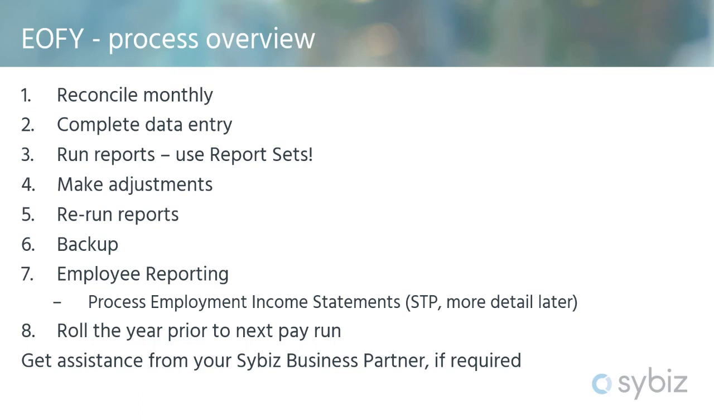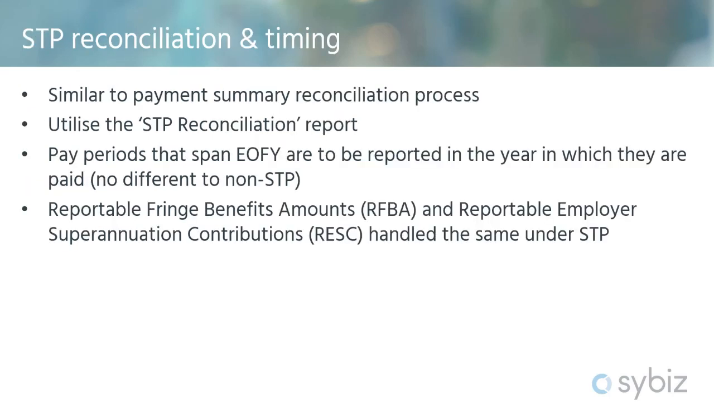The other thing you'll need to do is process your employment income statements to do the final event indicators, and we'll have a look at that in a moment as well. Then, of course, once everything's all done and dusted, roll the year prior to the next pay run. If you are new to Sybiz Visipay, then you may want to enlist the support of your Sybiz business partner for assistance. So from an STP reco and timing perspective, it is similar to the payment summary reconciliation process.